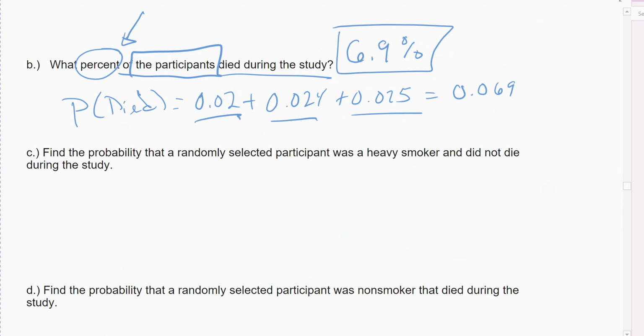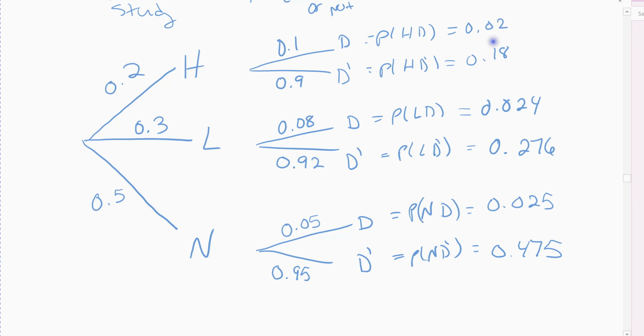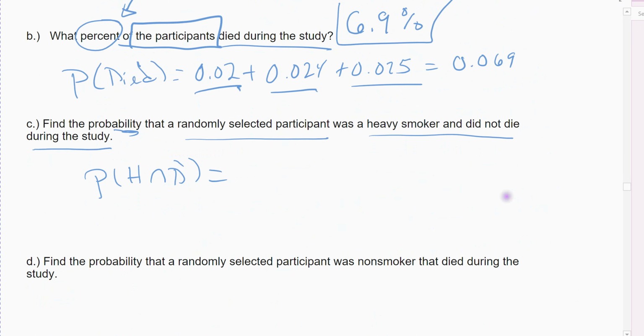All right, the next example. Find the probabilities, this time we just went decimal, that a randomly selected participant, so out of all my participants, I just picked somebody who participated in the study, what's the probability that they were a heavy smoker and did not die? So out of my participants, they were a heavy smoker and they did not die. Well, that's this outcome here, my 0.18. And I just want the probability, I don't have to change it to a percent, so 0.18.